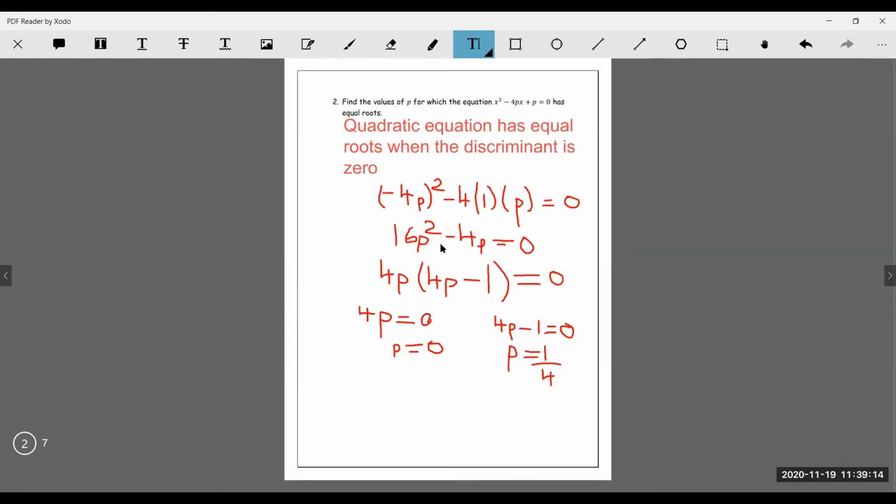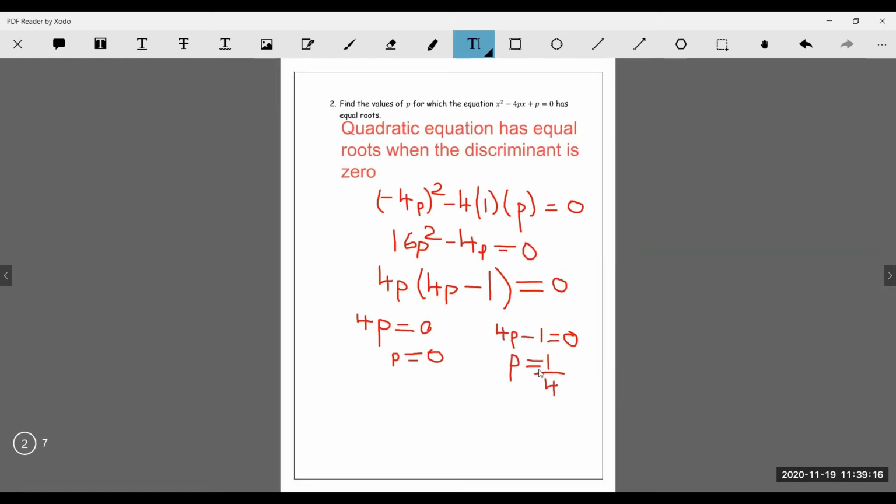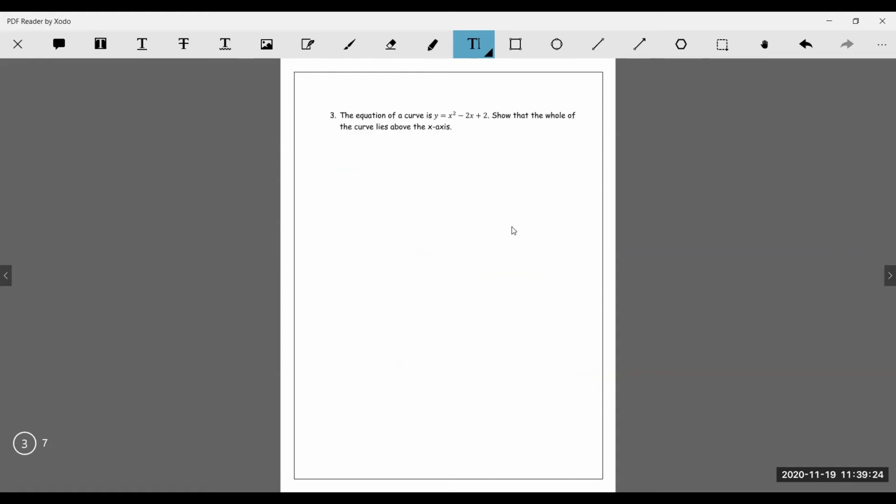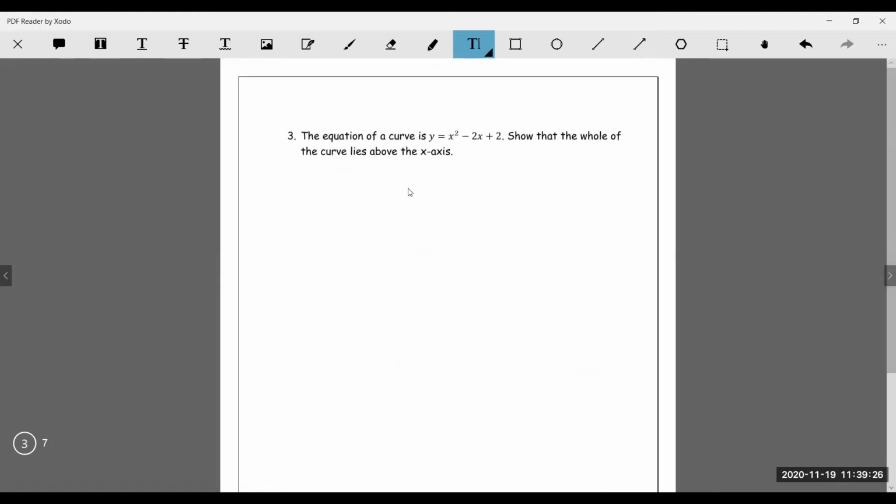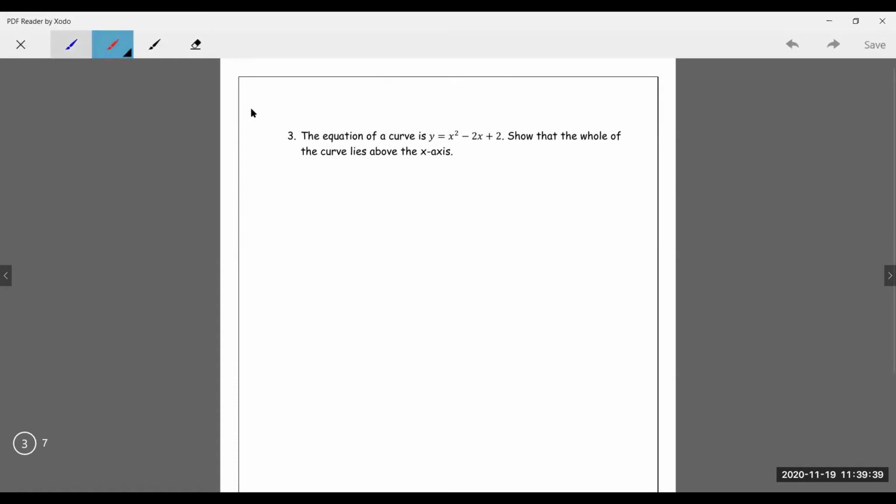Nice. So that's when this quadratic equation has two real and equal roots. All right. Now, this question says, show that the curve lies above the x-axis. There are two ways to show that the curve lies above the x-axis.